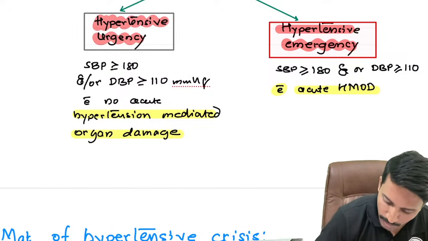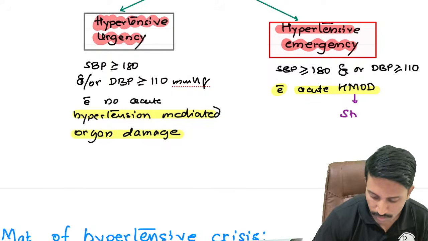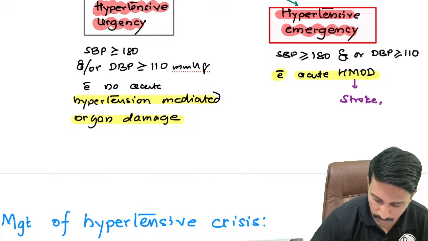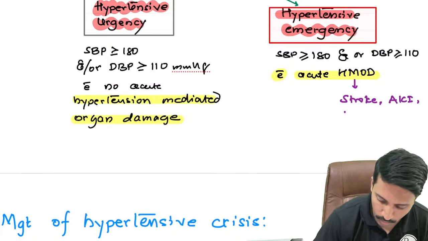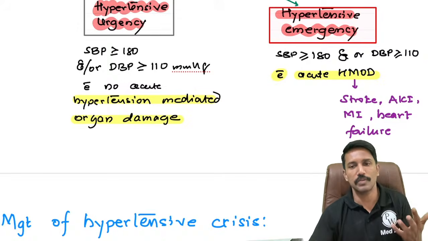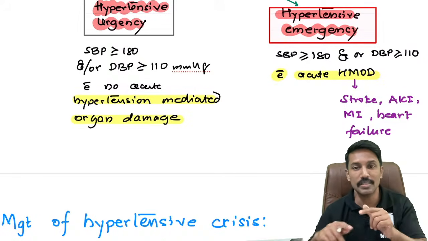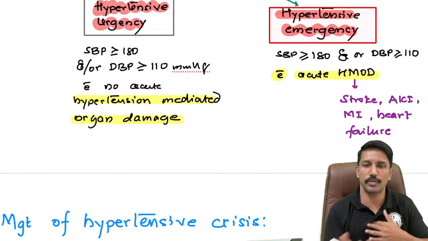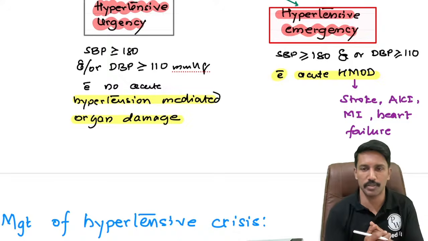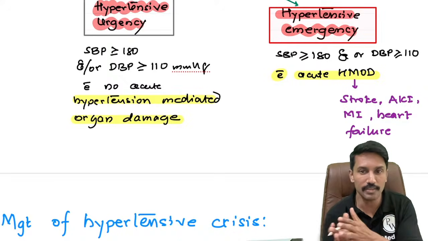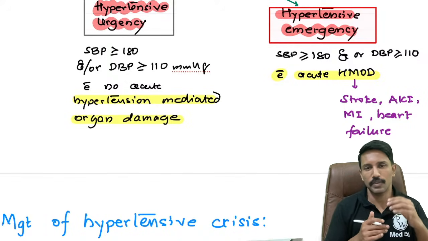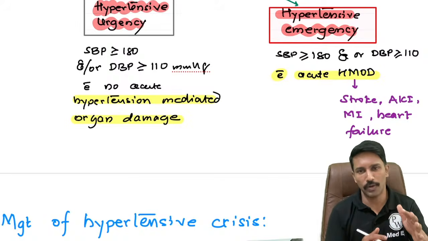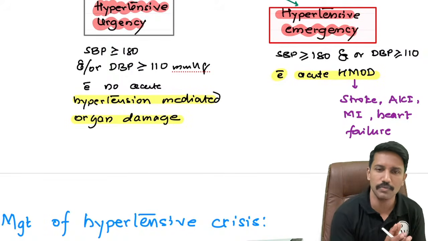Okay. So what hypertension mediated organ damage are we talking about? Development of stroke, right? Acute kidney injury or myocardial infarction or heart failure. These are our acute emergencies. So if any patient with sudden rise in BP presents with stroke or bleeding in the brain, it is hypertensive emergency. Or if he presents with MI, it is hypertensive emergency. If he presents with heart failure, it is hypertensive emergency. If he presents in renal failure, it is hypertensive emergency. But if a patient with 150/90 regular BP suddenly becomes 200/110, but no organ is damaged, it is hypertensive urgency.